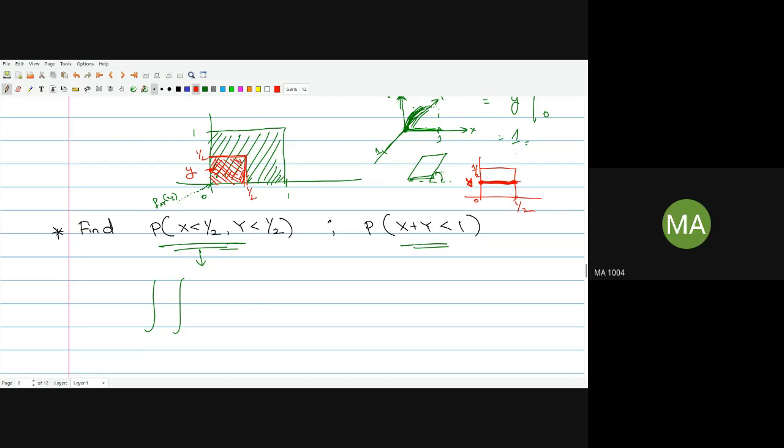Not 0 to y. This line is x equals half. x can take any value between 0 to half in this region. In this region also, x can take any value between 0 to half. So the x limits will be 0 to half, and this y can run from 0 to half. So this y can be here, here, here, here, here, here, here, here.